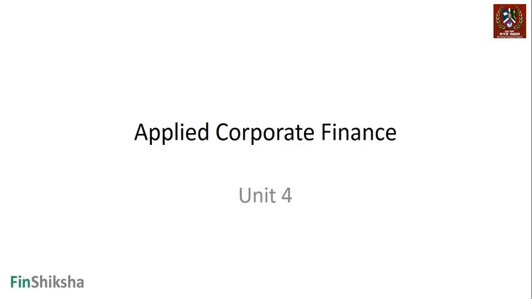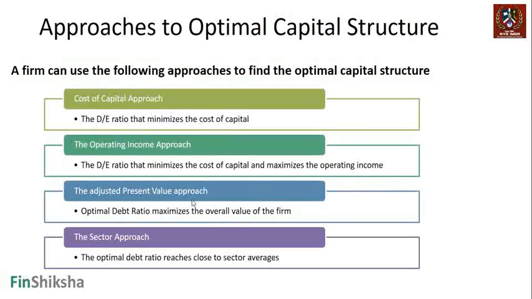About the other methods of arriving at an optimal capital structure. We've already seen the first two, which are minimizing the cost of capital, and minimizing the cost of capital plus maximizing the operating income approach. We are now going to focus our understanding on the adjusted present value approach, where the optimal debt ratio maximizes the overall value of the firm.